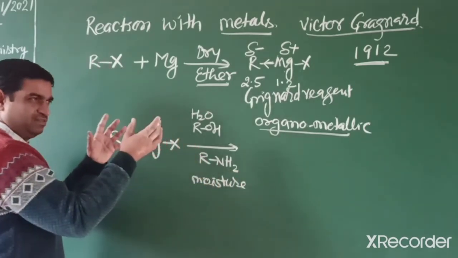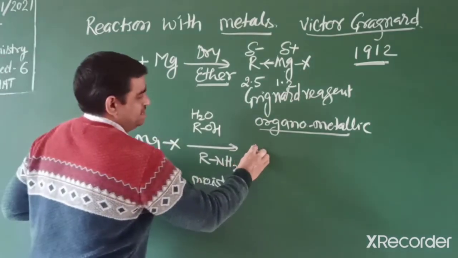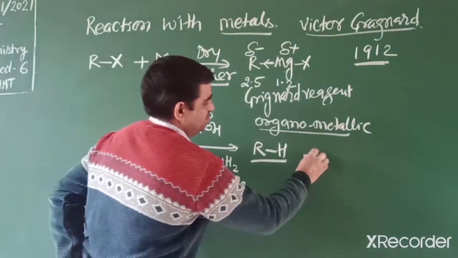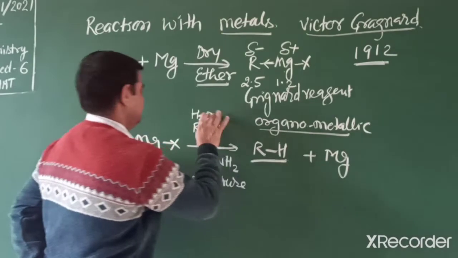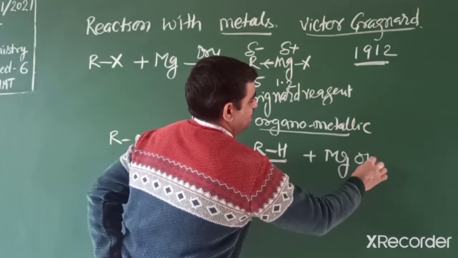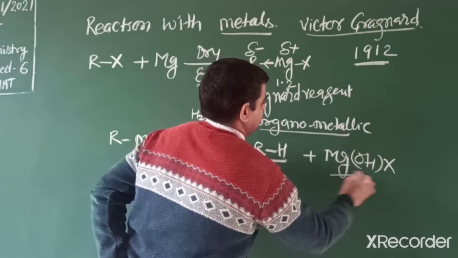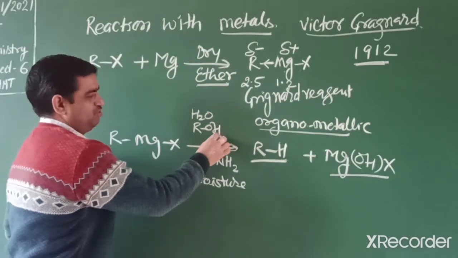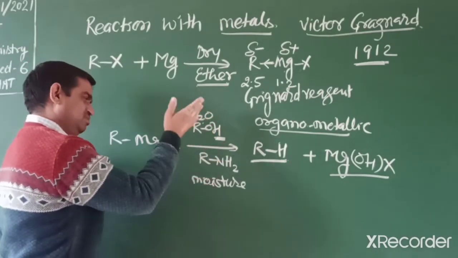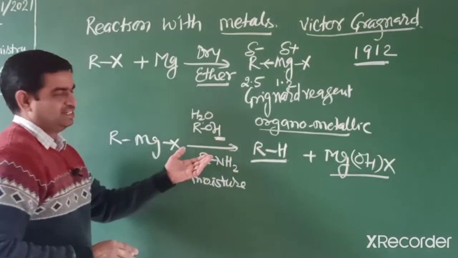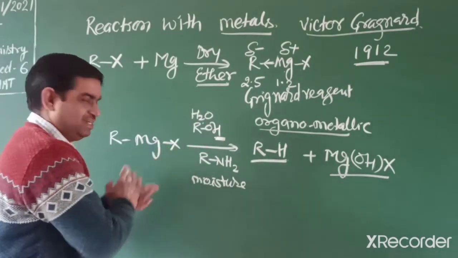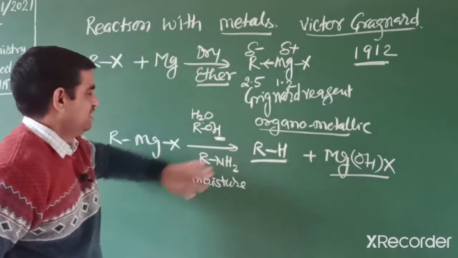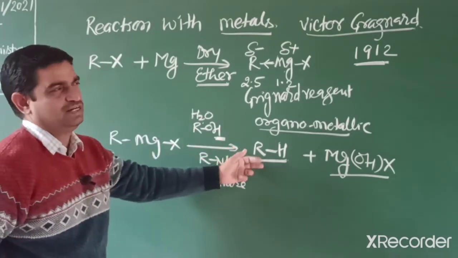Then it takes the proton and we get RH. RH means hydrocarbon, and the other product is, with water, Mg(OH)X, compounds like this. With alcohol we get a different product, because it abstracts a proton from water, alcohol, and amine also. Amine acts as a base, but in this reaction it acts as an acid. So it can abstract a proton from water, alcohol, and amines, and the product is a hydrocarbon.